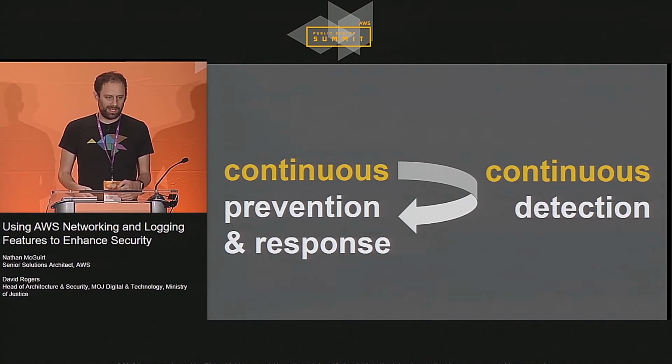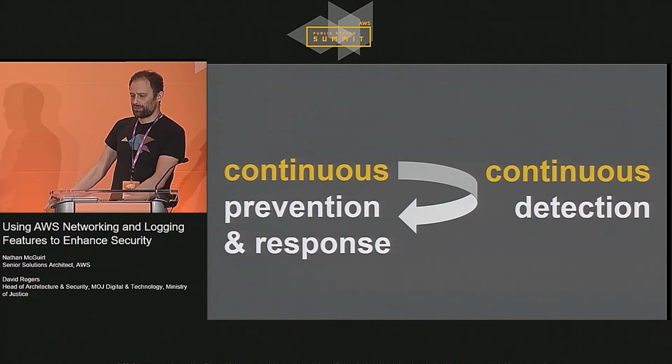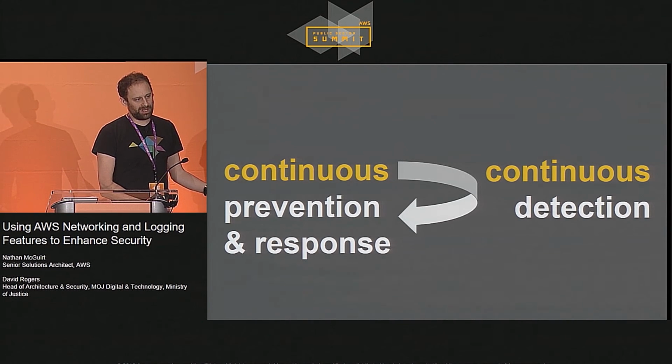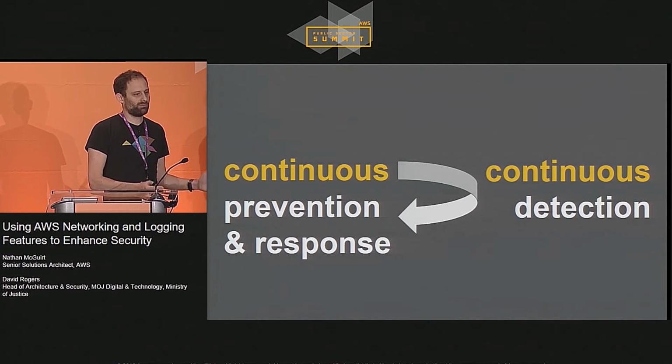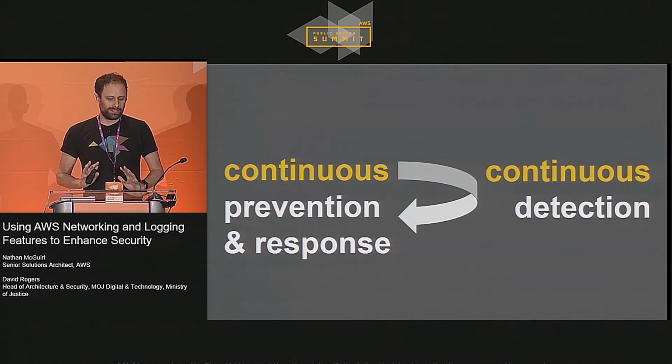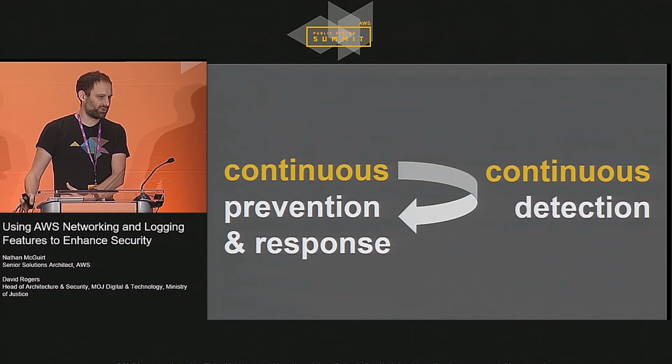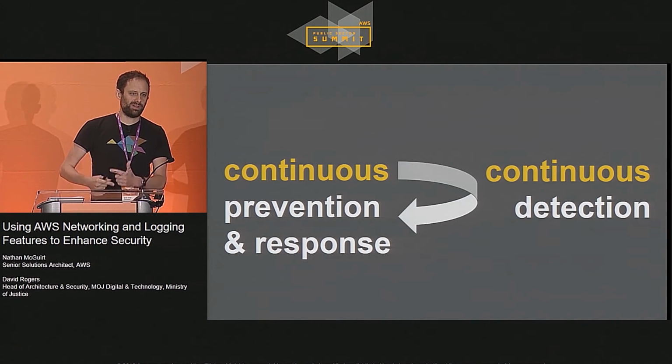Now, what's so important here is that with all those techniques you've got for continuous detection, it really needs to be underpinned by the ability to continuously prevent and respond. You need to be able to deliver changes to your system in response to the things that you're detecting in the production environment. You need a very, very fast feedback cycle.